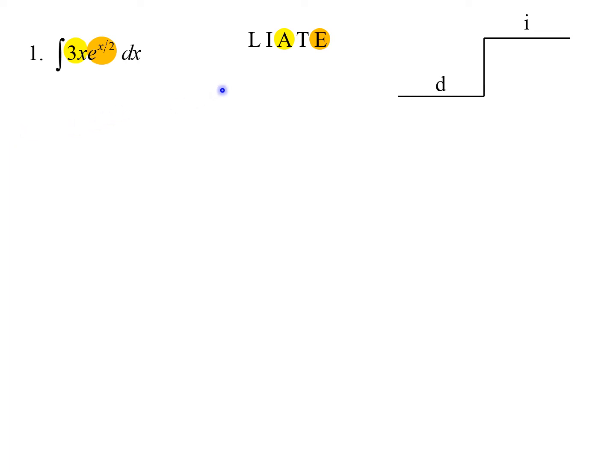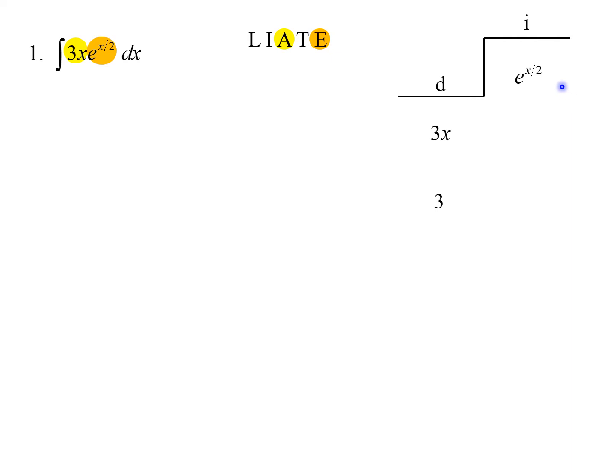Because the yellow one, the algebraic, is to the left of the exponential, we are going to choose this one right here to be the algebraic one. So 3x is going to go right there. And the other part, the exponential part, is going to go right there under the integral. So what am I going to do with this 3x? I'm going to take the derivative and put it right below, which is 3.